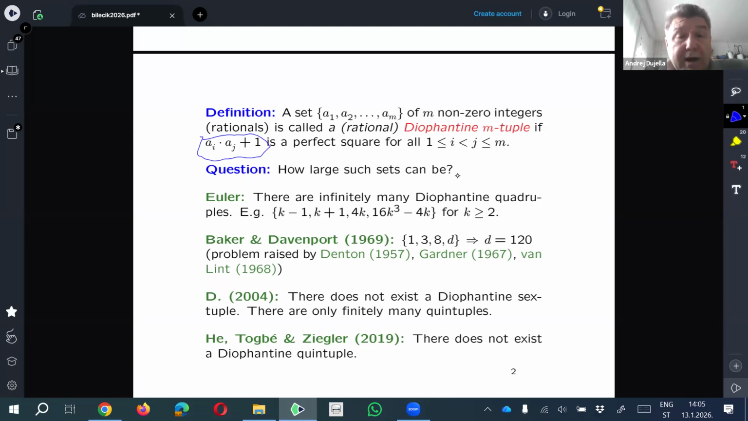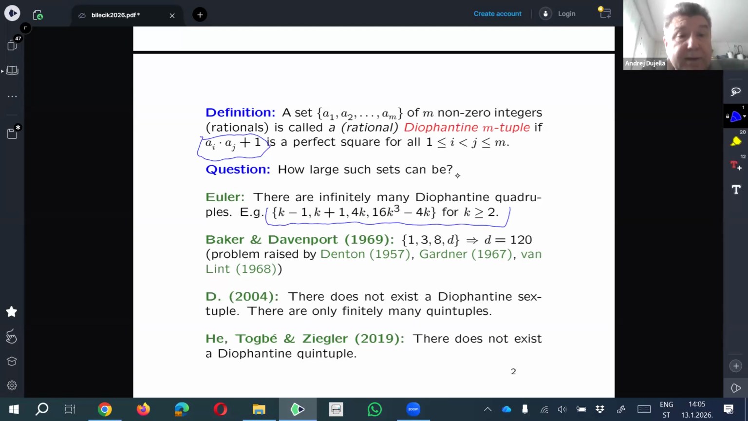So we saw one example of a quadruple found by Fermat. Euler was able to prove that there are infinitely many Diophantine quadruples. His result was more general, but even this is enough to show that this statement is true. So this set of four elements has the property of Diophantus for any k greater than or equal to 1.